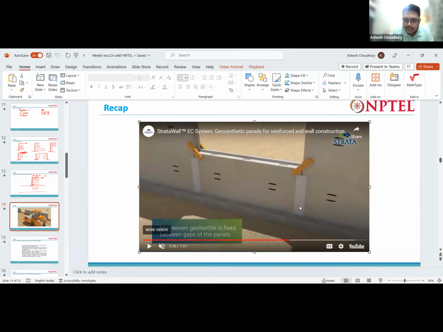Now what we do is put some non-woven kind of geotextile with glue. We fix this non-woven geotextile in the joints. We glue them so that the soil does not come out of the gaps between the two. When you place these panels, there is a slight gap between them. So to prevent the soil from coming out of that gap, we put some geotextile in these gaps and fix it with some glue.